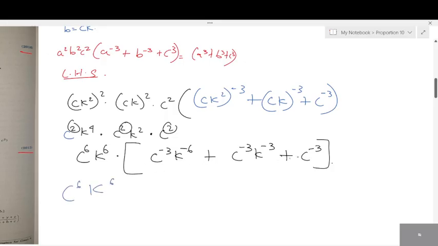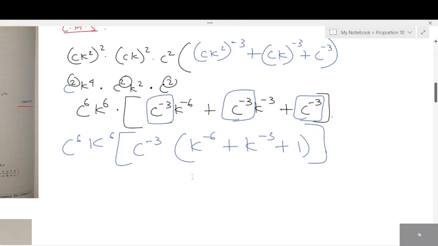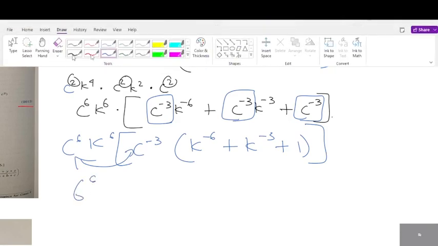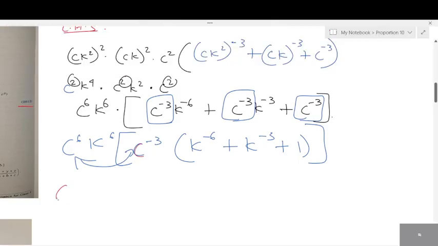What is common? Nothing is common. What is common here, students? C minus 3 is common. In the bracket, what do you get? K minus 6 plus 1. If nothing is left, 1. Now, these two. Look at these two. C6. Let me take this C to the power minus 3, students. C6 into C to the power minus 3 into K to the power of 6, K minus 6 plus K minus 3 plus 1.